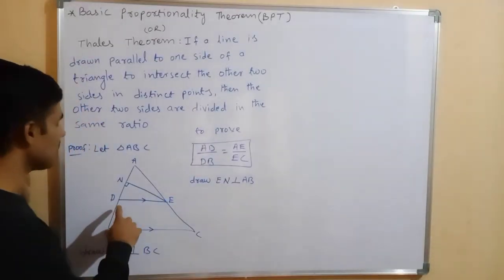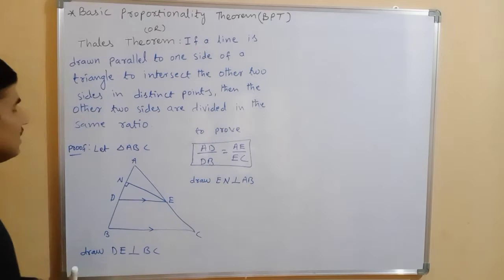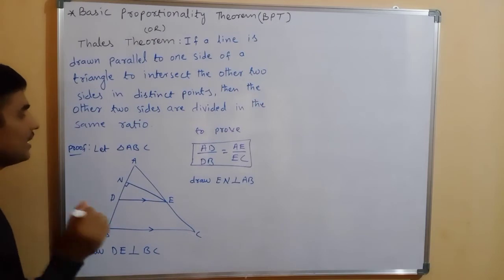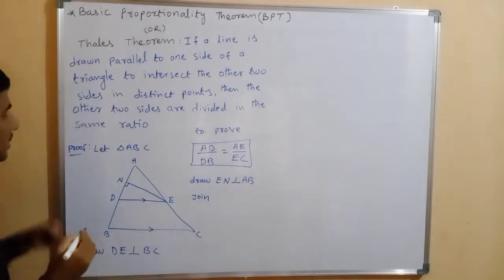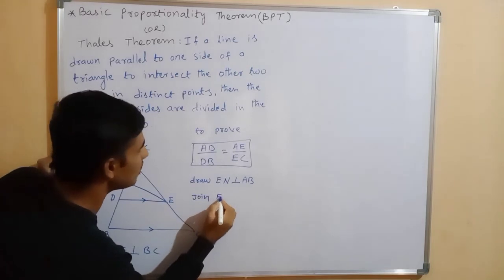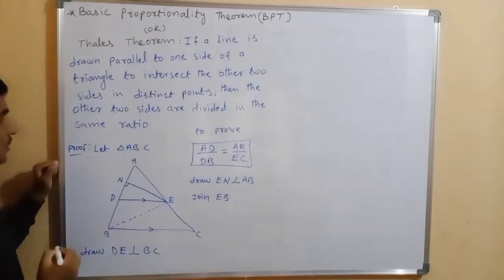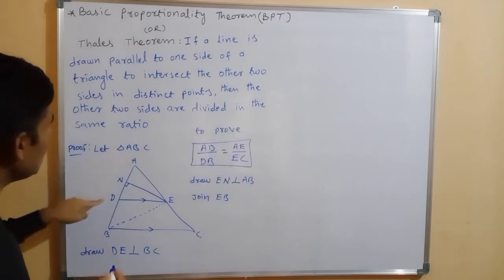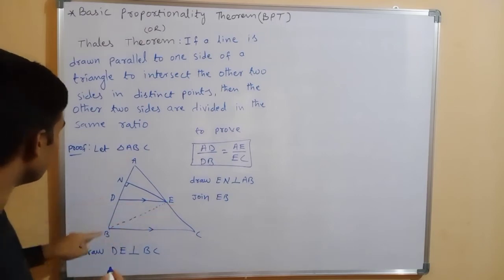Again one more we have to draw, DM perpendicular to AC. I will explain that next. First you compare here. Again you join EB. Join EB. So I am joining this. Now see, two triangles are there: triangle ADE and triangle BDE.